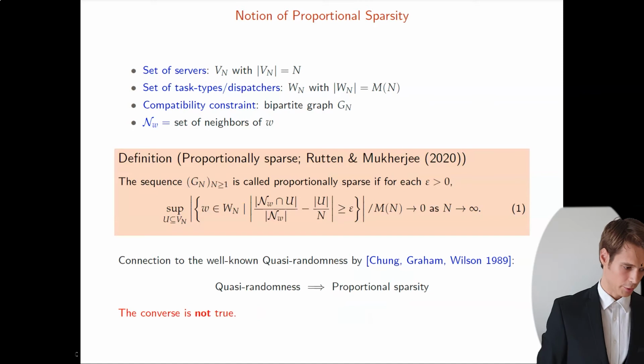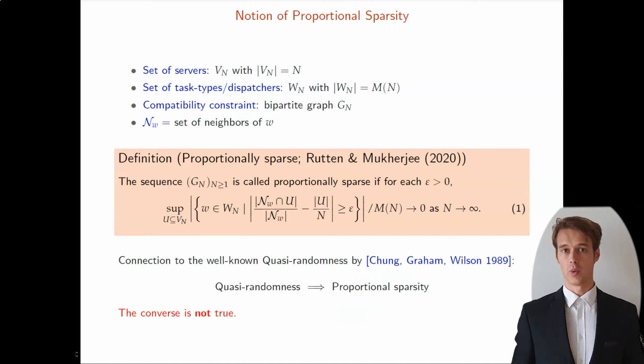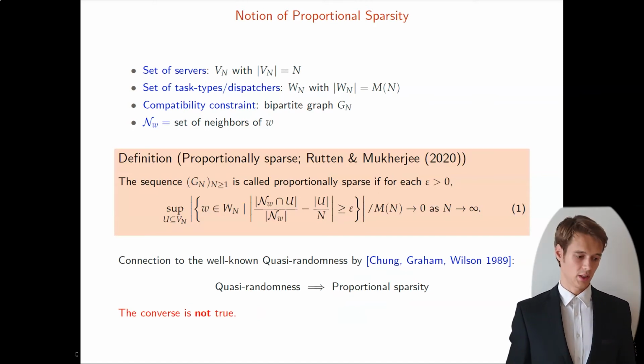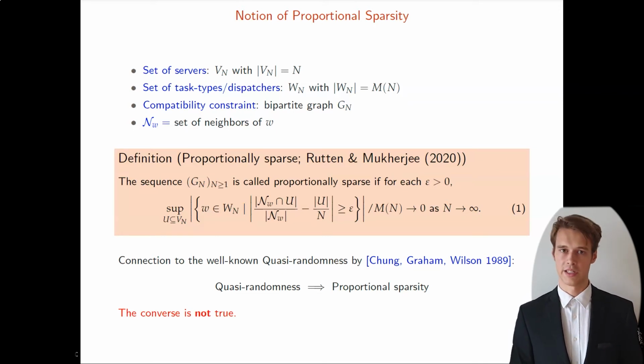This proportional sparsity property is actually related to a well-known graph property called quasi-randomness. We show that quasi-randomness actually implies proportional sparsity. The other way around is not true, so that means that proportional sparsity is a more general property than the earlier notion of quasi-randomness.